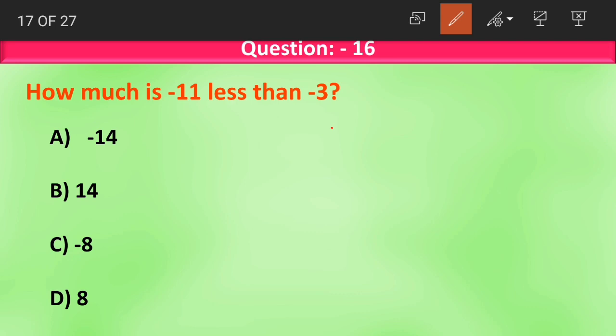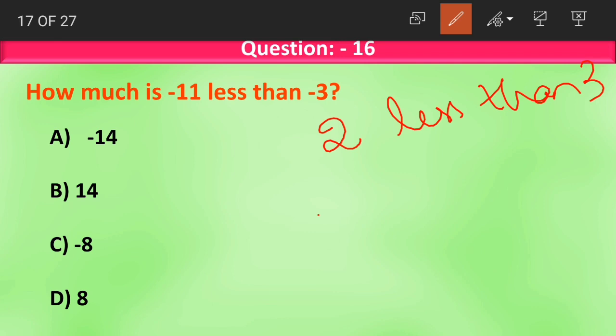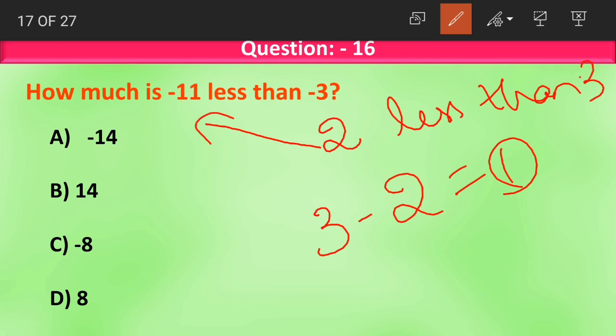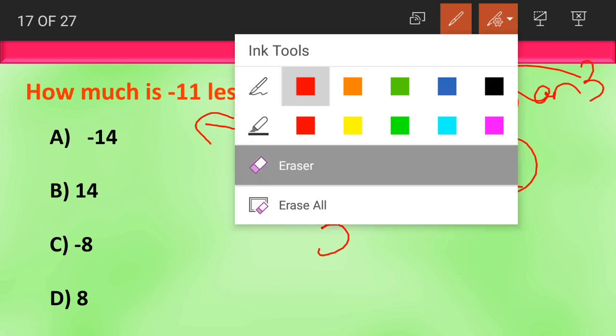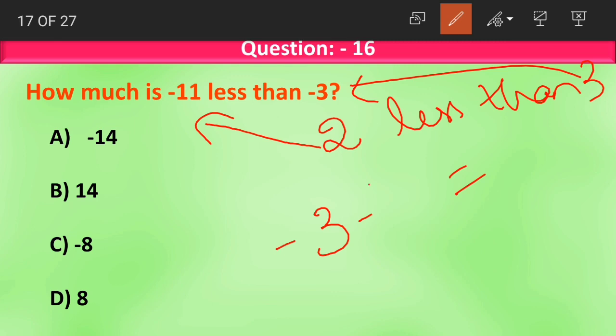If you understand this question from positive integers point of view, I am taking an example. How much is 2 less than 3? If I ask you how much is 2 less than 3, how will you say? 3 minus 2 is equal to 1, right? So in the place of 2 we are having minus 11, in place of 3 we are having minus 3. I'll replace those numbers here, okay? Minus 3 minus of minus 11, understood?